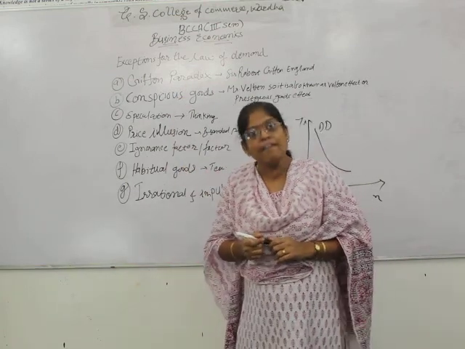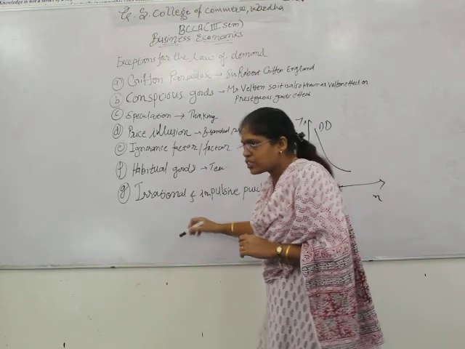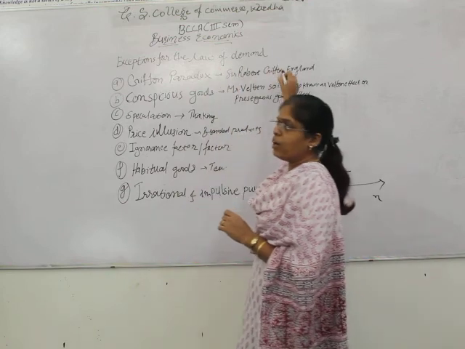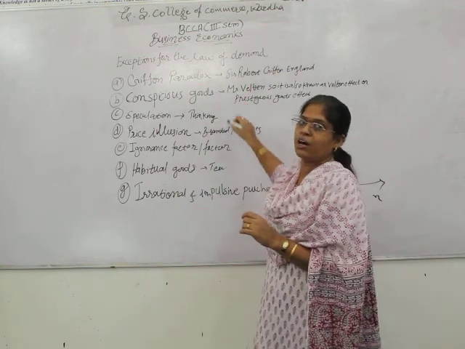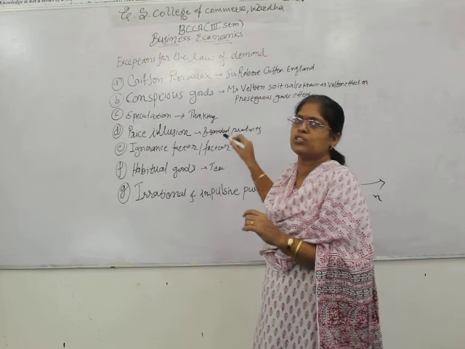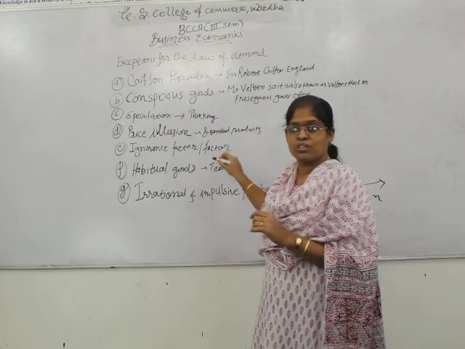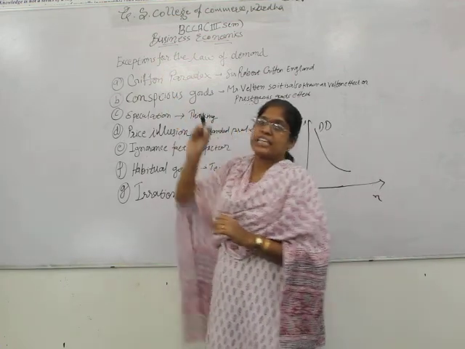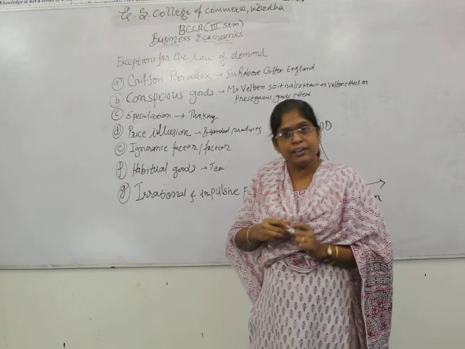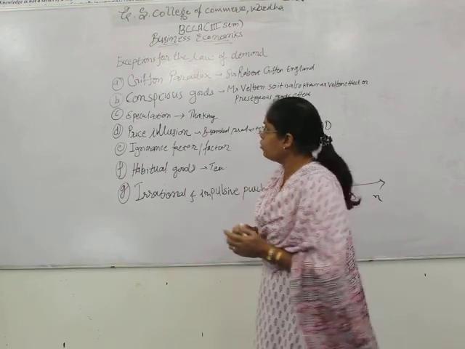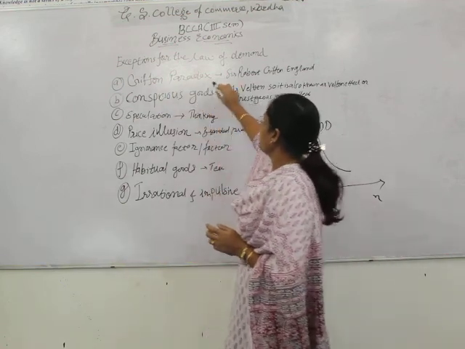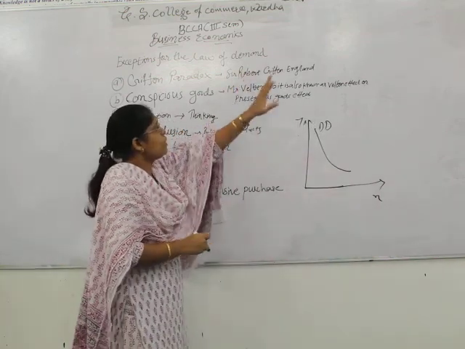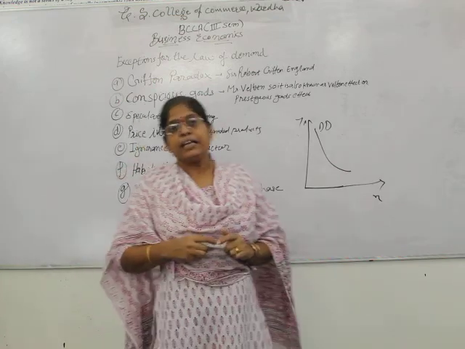Exceptions are those situations or elements where the law of demand does not work or fails. It means the law of demand is not applicable in certain conditions. That is why they are called exceptions to the law of demand. Clear? Okay, we'll go ahead now. What is the first point? Giffen paradox. In England, there is Sir Robert Giffen, an economist.